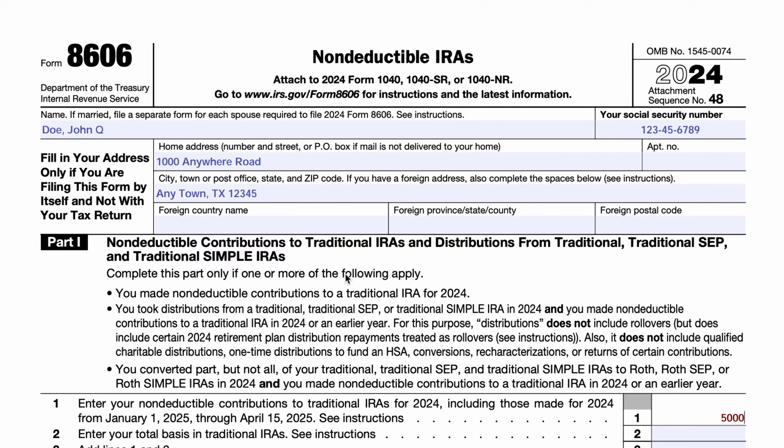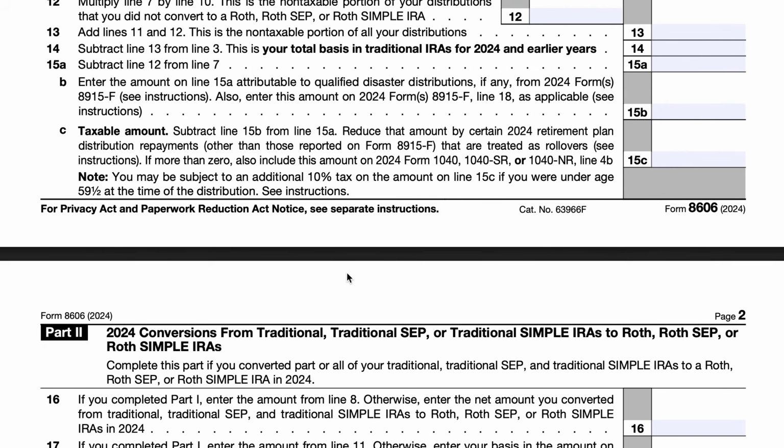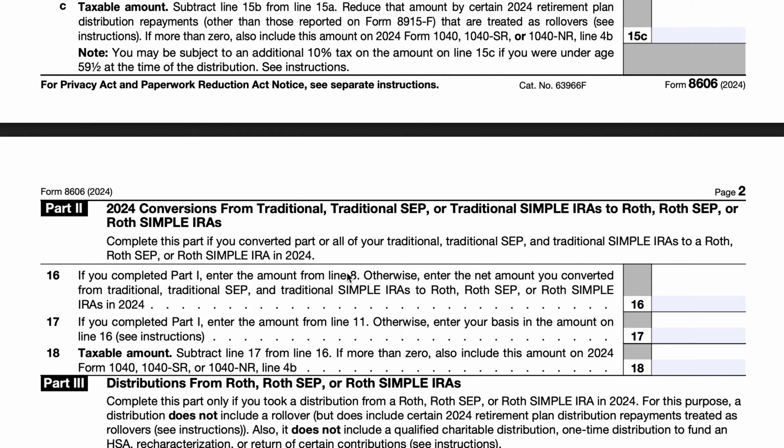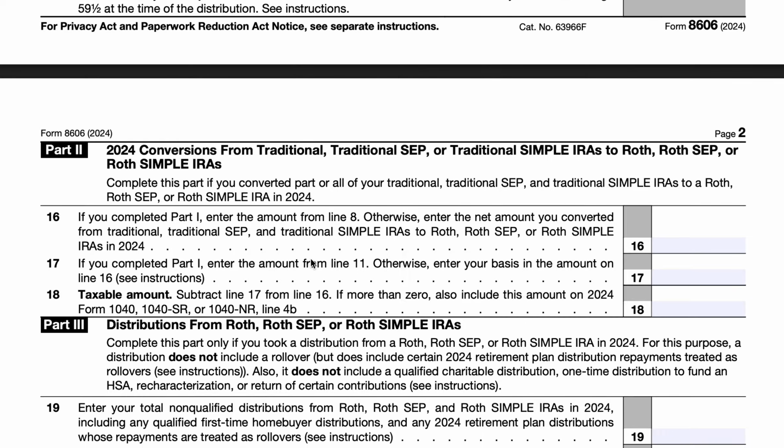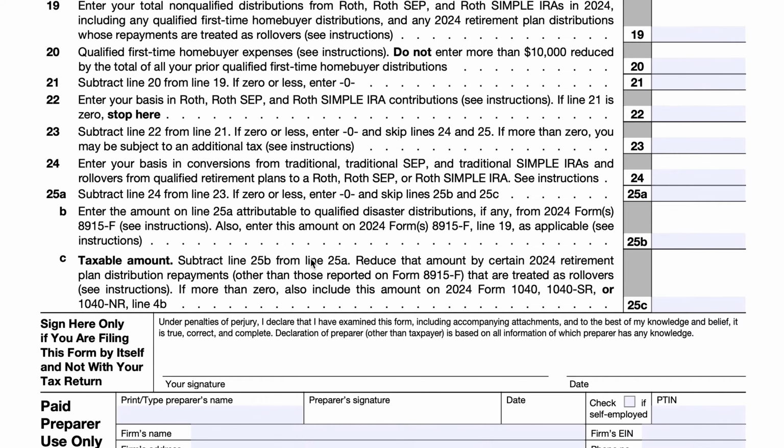So part 1 is non-deductible contributions to traditional IRAs and distributions from traditional, SEP, and traditional simple IRAs. Part 2 is 2024 or current year conversions, Roth conversions from traditional SEP or traditional simple IRAs to a Roth SEP, or a Roth simple IRA. And then part 3 is distributions from Roth SEP, or Roth simple IRAs.